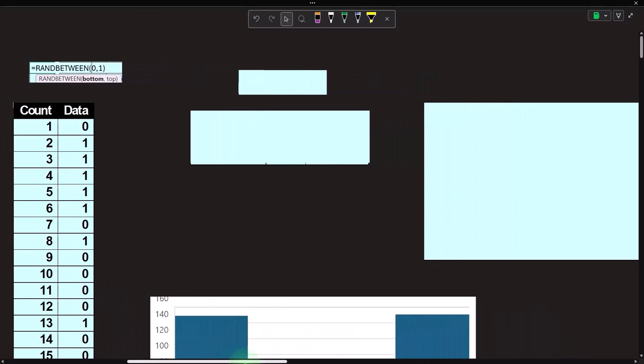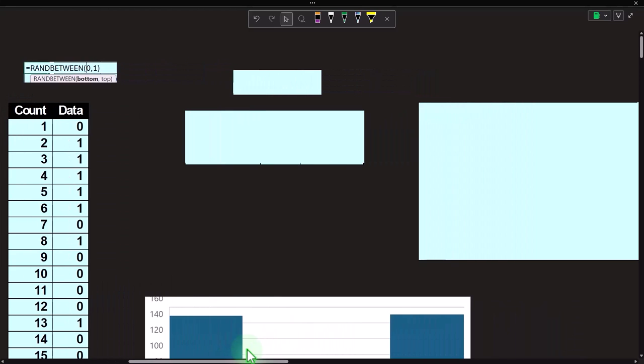And I believe it's like 50-50 in the population, or something like that, I'm guessing. So that's what we simulated here in our sample. It should come up to something similar to 50-50.